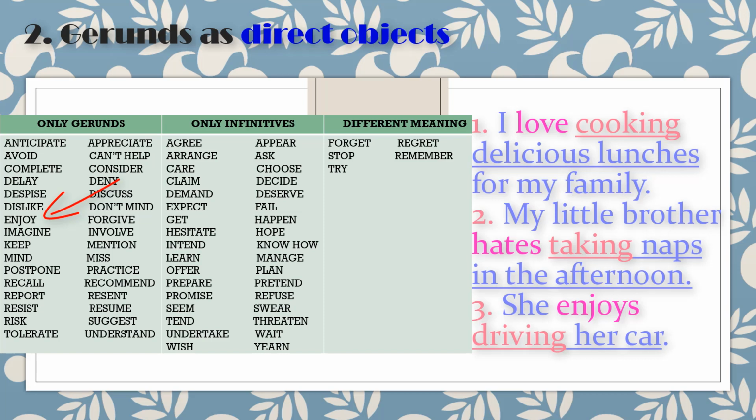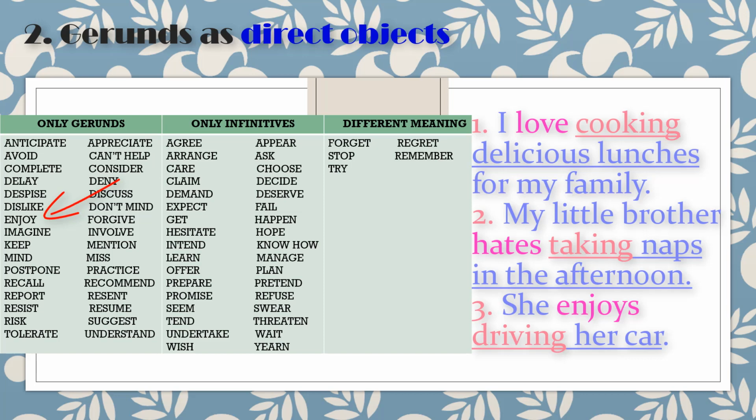So yeah, that's the reason why they are underlined. In the second example too, what does my little brother hate? He hates taking naps in the afternoon. And what does she enjoy? Driving her car. That's the answer, so that's the direct object.